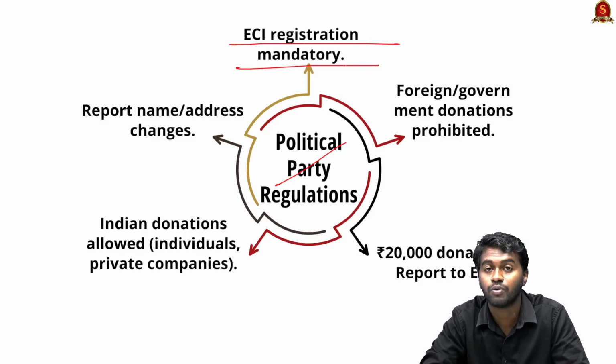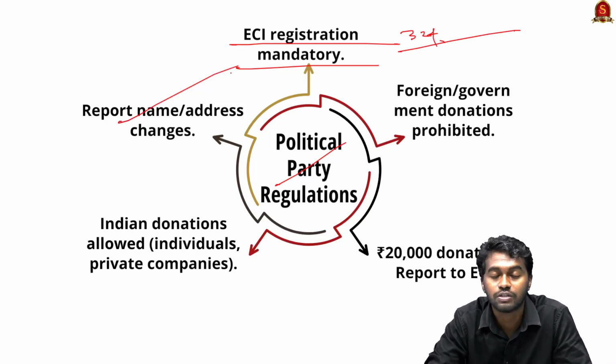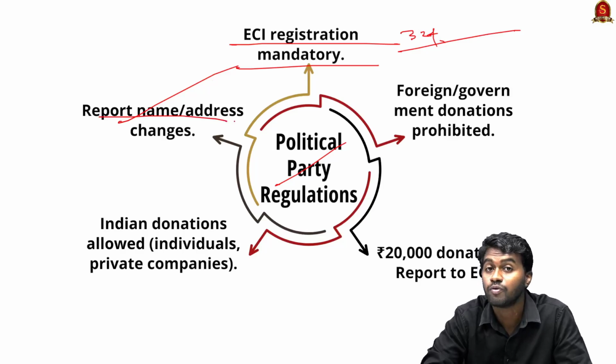It's a constitutional body under Article 324 of the Indian Constitution. We know that. And in case they are changing their political symbol, or their party's name or address, then they have to report that to the ECI.